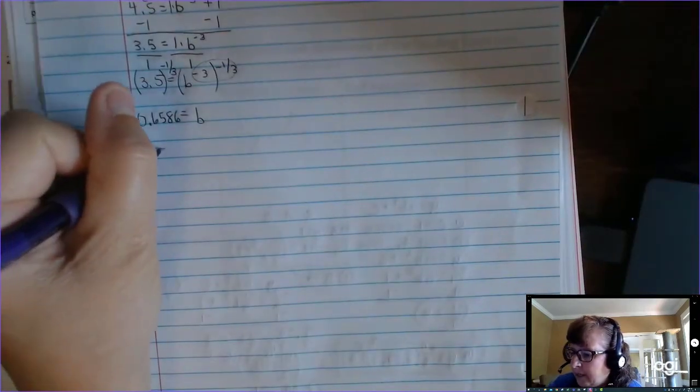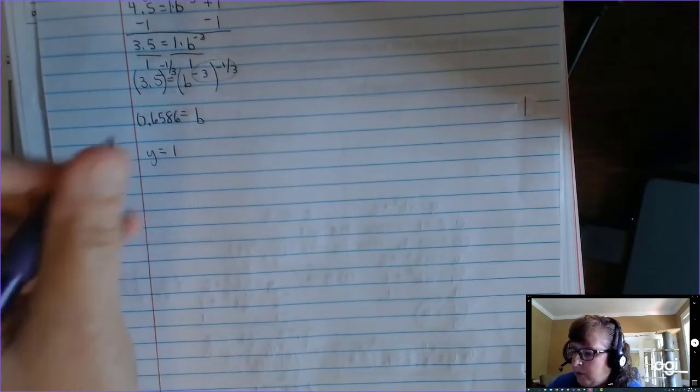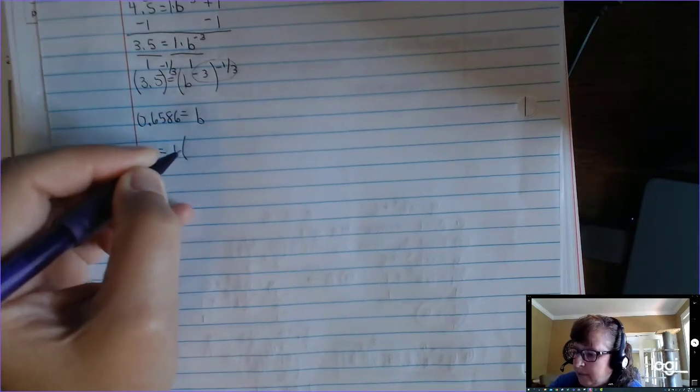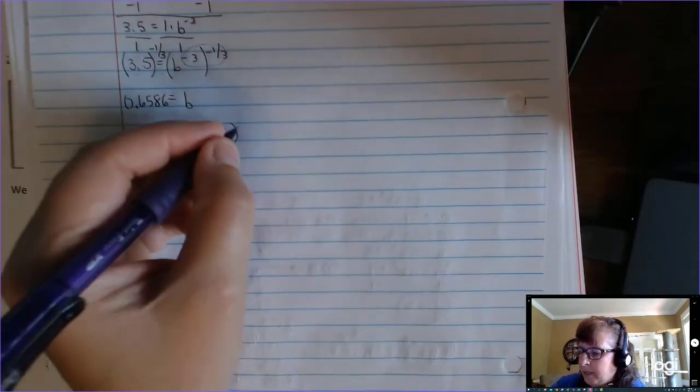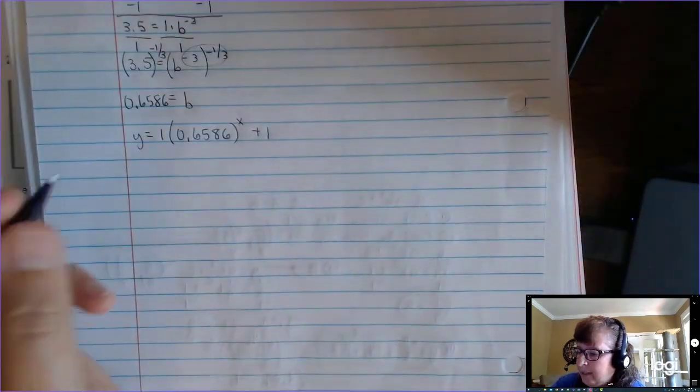So y equals a, which we found to be 1, parentheses b, which we found to be 0.6586, which is less than 1, so it's not a surprise since this is a decay function, to the x power plus 1.